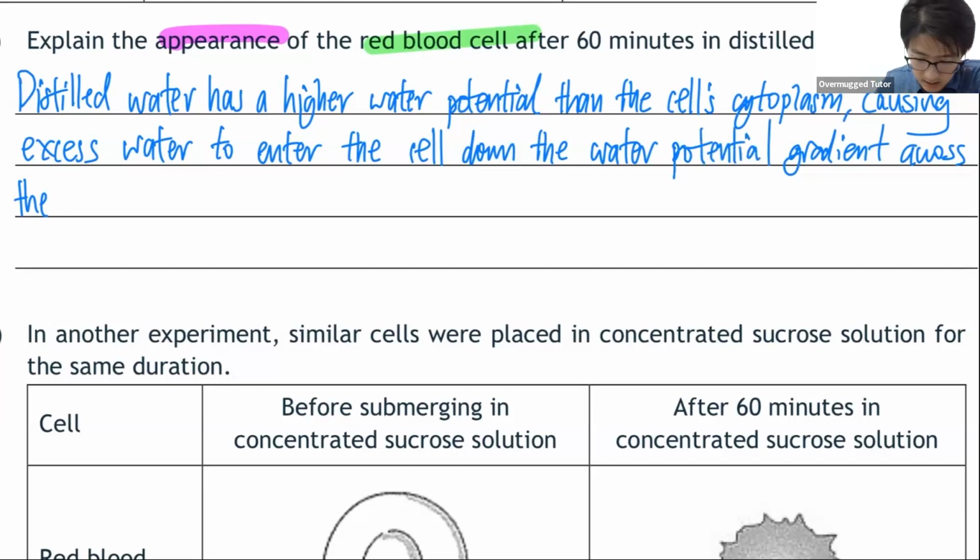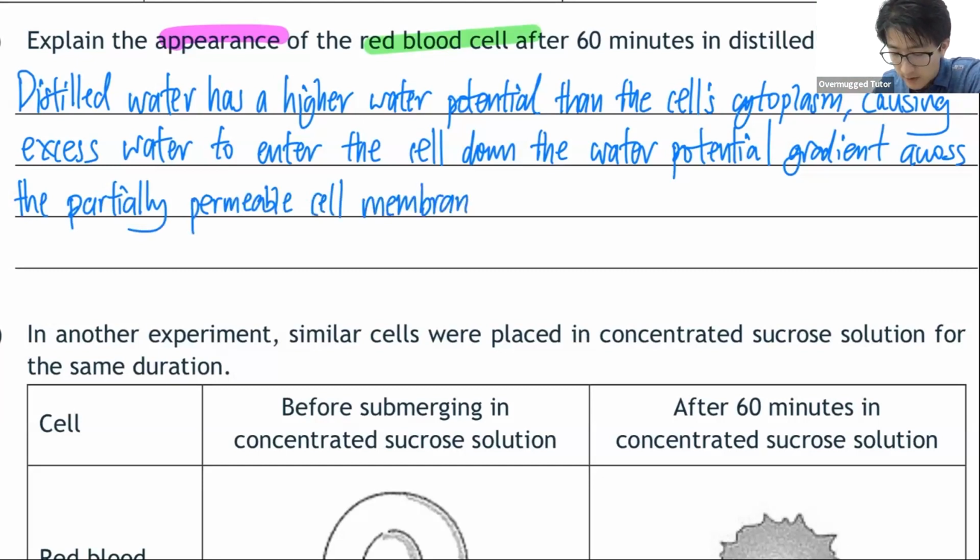And across the partially permeable membrane. I want to bring it even further, not just partially permeable membrane, partially permeable cell membrane. Okay, answer the question. And after all this, please remember to say these last two words. Then the marker will be like, you talk so much, you didn't tell me your process.